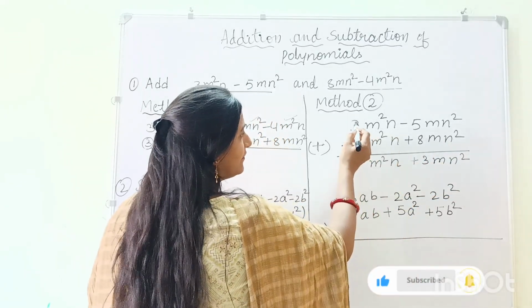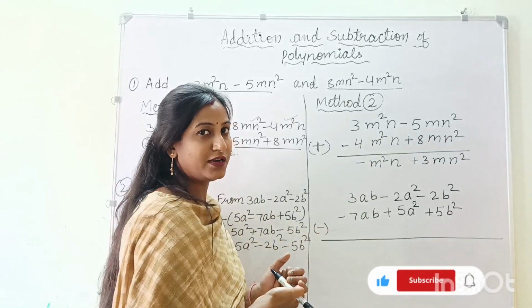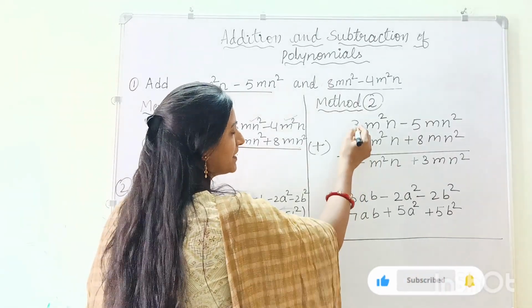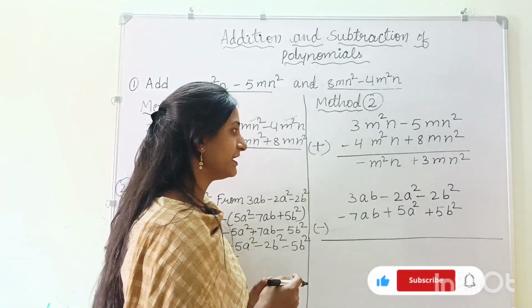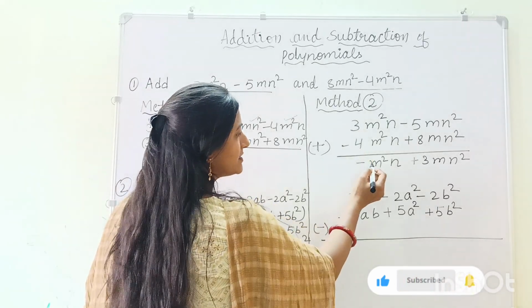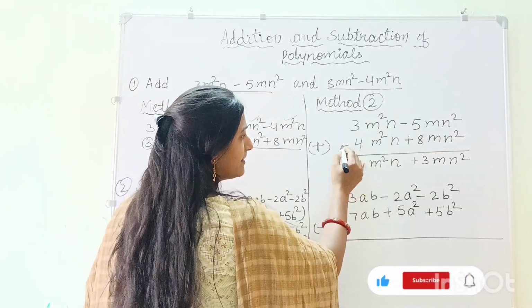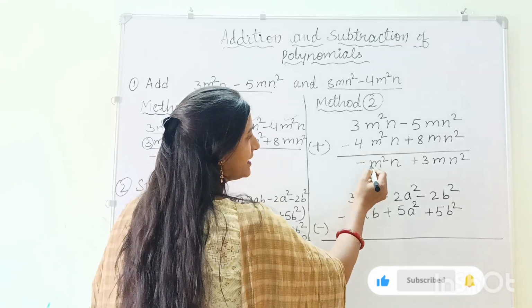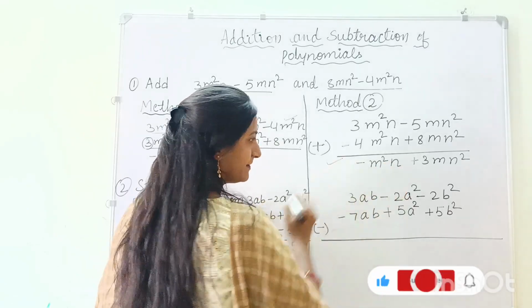Next, from 3 and 4 we cannot subtract directly. So from the greater number you have to subtract. Why? Because unlike signs are there. So 4 minus 3 is what? 1. But the greater number's sign is minus. So we'll write minus m square n.